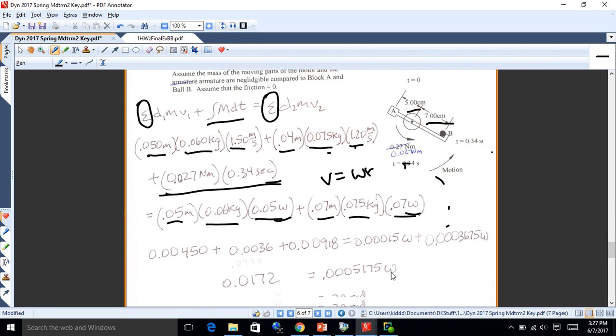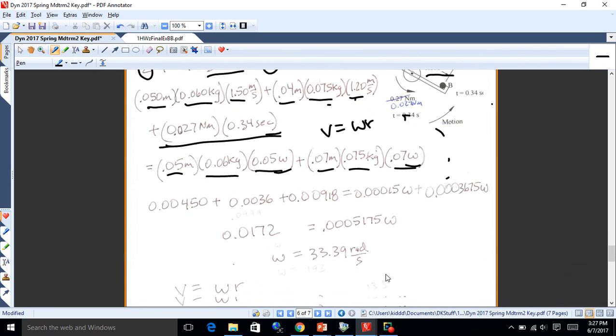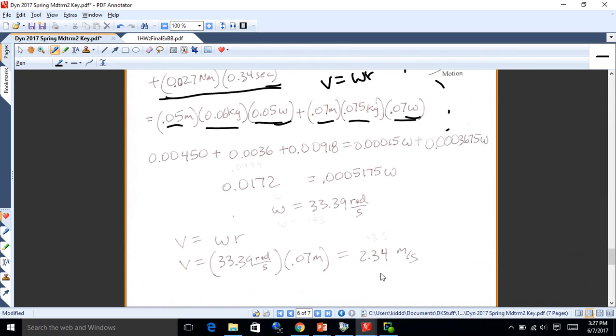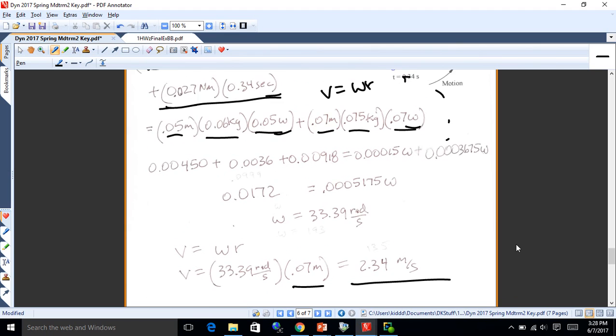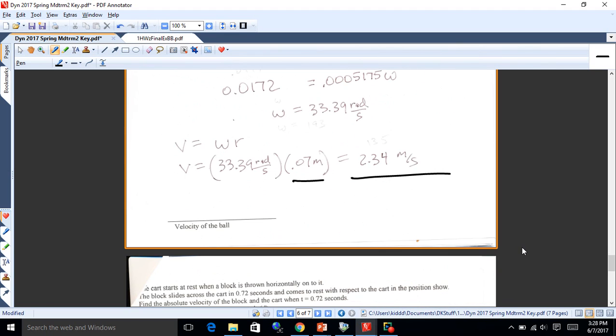You could work it on through and find omega. It's 33.4 radians per second. And that gets you, when you multiply that back by 0.07 meters for the distance on that, you get the velocity. It's 2.34 meters per second. Now, had you used 0.27 for that moment, you should have come up with 13.5. Okay. Good with that?